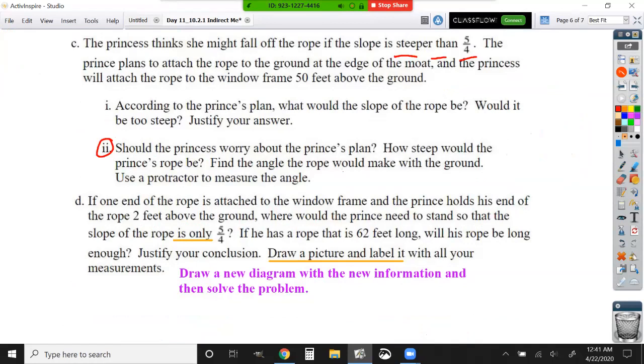Find the angle of the rope. Find the angle the rope would make with the ground. Use a protractor to measure that angle. Since we didn't do it to scale, we won't be able to measure that angle, but we can answer the question: should the princess be worried? Yes, she should.